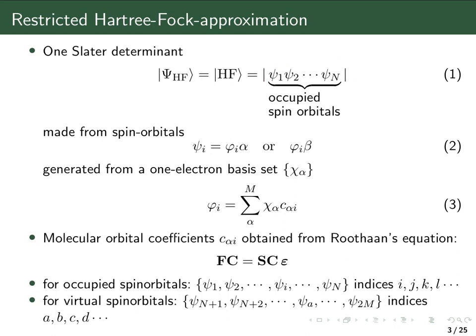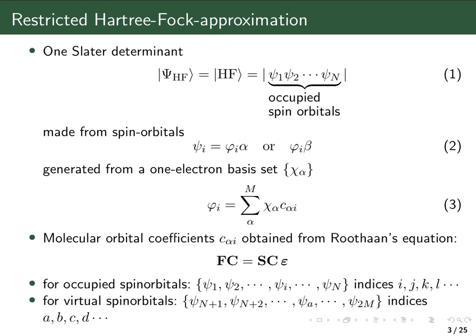The spin orbitals are made as a product of a spatial orbital and the two spin functions, either alpha or beta spin, and the spatial orbitals are generated by expanding them in a basis set, a set of known functions, which in most quantum chemical calculations are Gaussian type orbitals. And their linear combination of these basis functions gives us the spatial orbitals, where C_alpha_i are the molecular orbital coefficients. And the molecular orbital coefficients are obtained from what are called the Roothaan equations, which essentially are the Hartree-Fock equations for the case where the orbitals are expanded in the basis set.